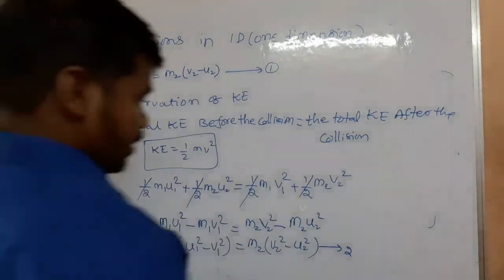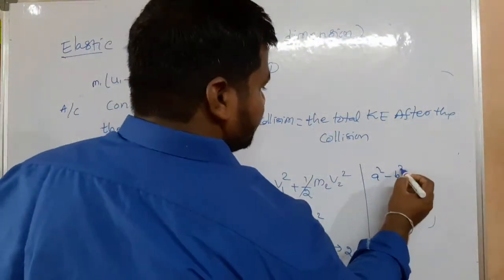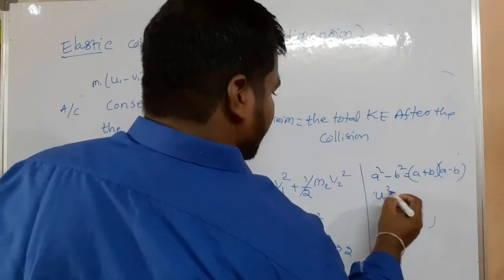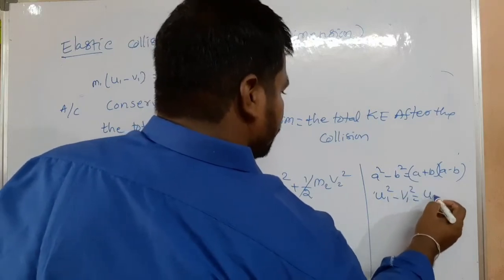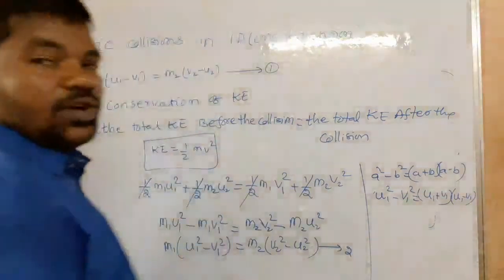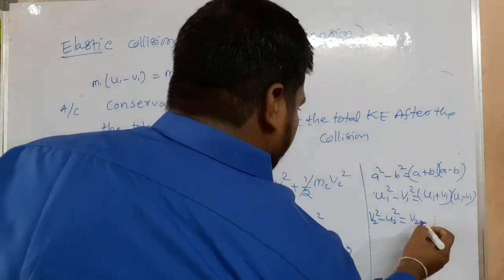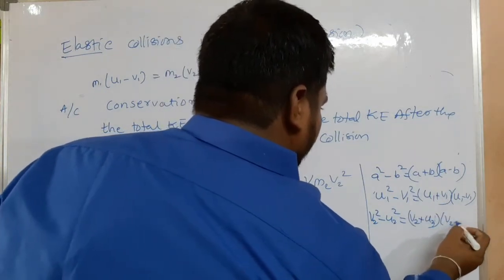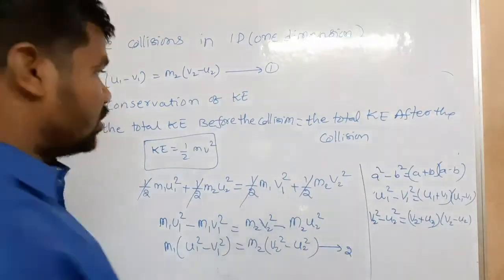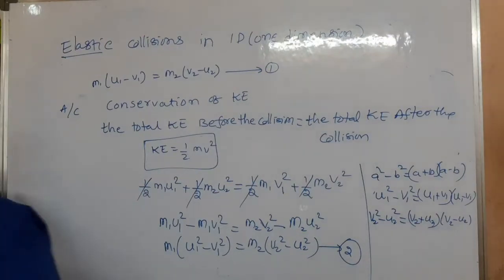Here we use a square minus b square equals (a plus b)(a minus b). So u1 square minus v1 square is (u1 plus v1)(u1 minus v1), and v2 square minus u2 square is (v2 plus u2)(v2 minus u2). Then by cancellation, remember equation 2, my children.